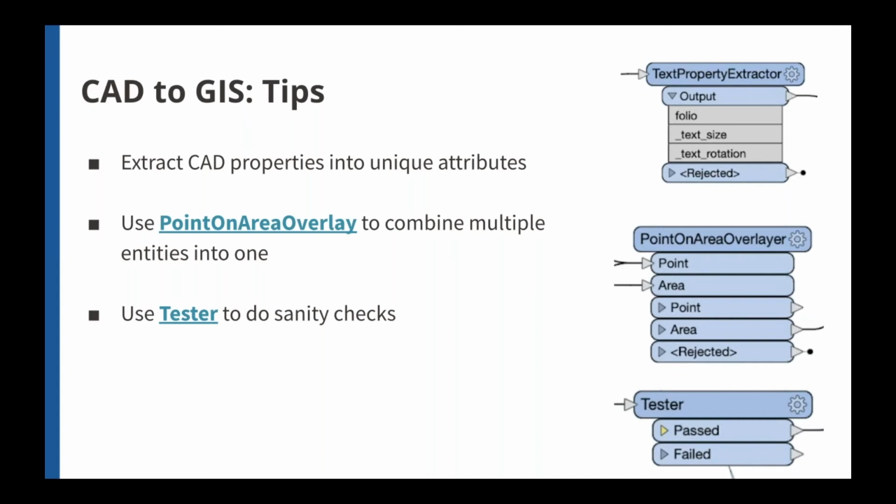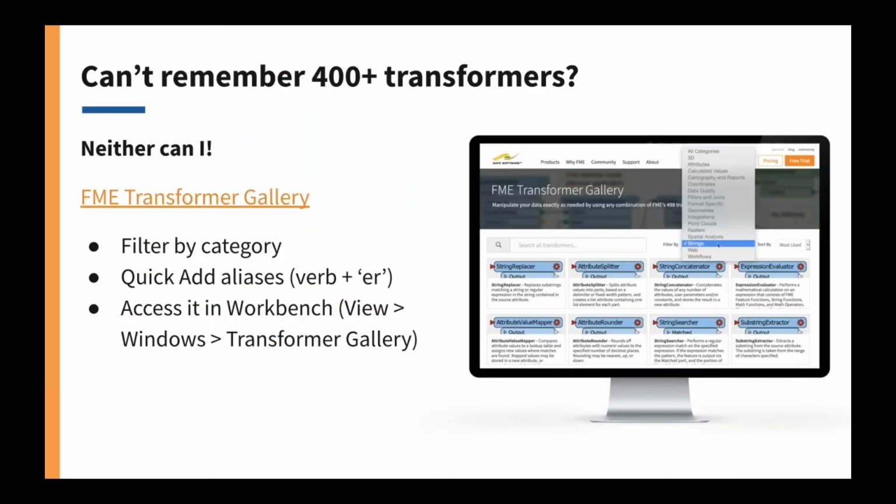So again, how do we do this? We extract the CAD properties into unique attributes. In this case, I used a property extractor. I could have exposed and renamed if I wanted to using an AttributeRenamer. Use the PointOnAreaOverlayer to combine the multiple entities into one. And then often in these CAD things, you've got to be doing sanity checking, because I don't want to be mean, but there's a lot of bad CAD data out there, and it needs a little bit of rigor applied sometimes as well.